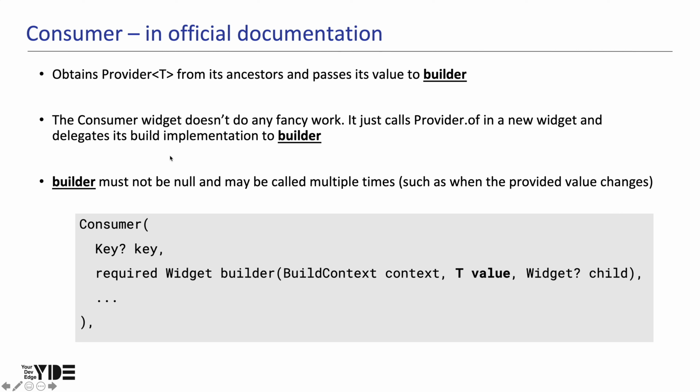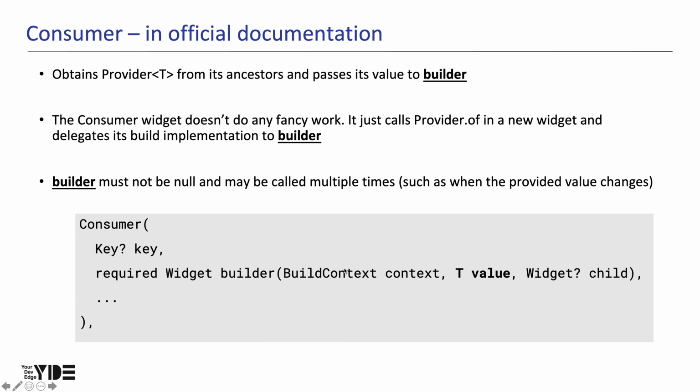Please note that builder, which we will see often in the future, is being used. The builder is closely related to build context. A builder must not be null and may be called multiple times, such as when the provided value changes. This means that, obviously, the builder should not be null and the builder should be called whenever the value changes. Then, the question here is whether everything that does not need to be rebuilt will be rebuilt if consumer is used. For that, builder has a nullable type child argument. Let's look at the details through an example.